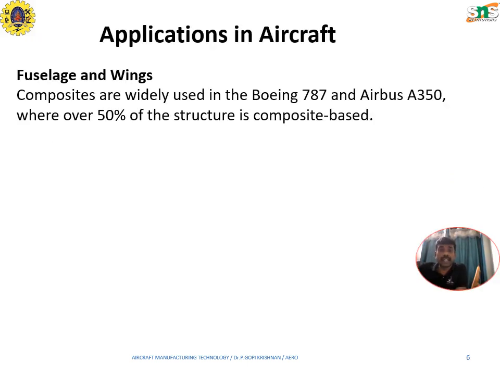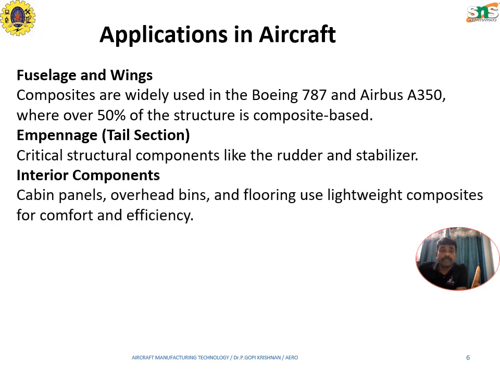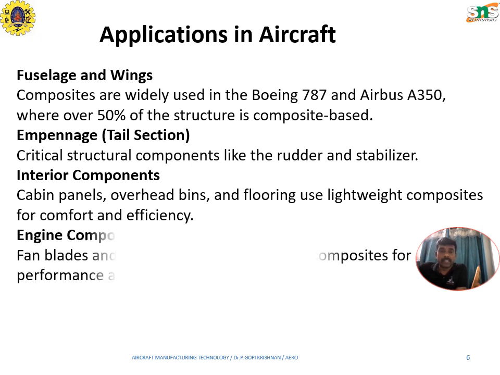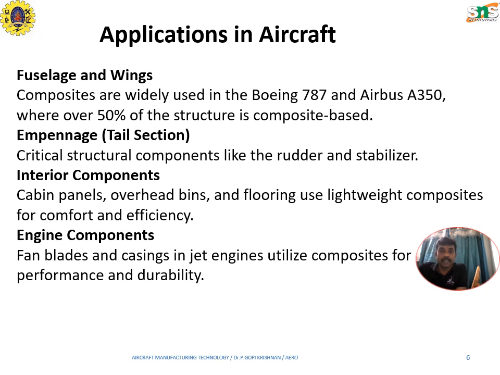The applications in aircraft: the fuselage and the wings are very important components which are made by the composite materials in the Boeing 787 and Airbus A350, where over 50% of the structure is composite based. For the tail section, which can be called the empennage, the critical structural components like the rudder and the stabilizer, we are using the composite materials.